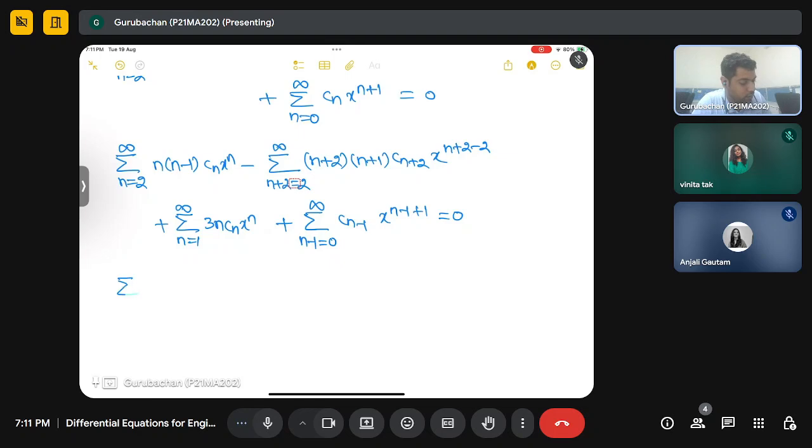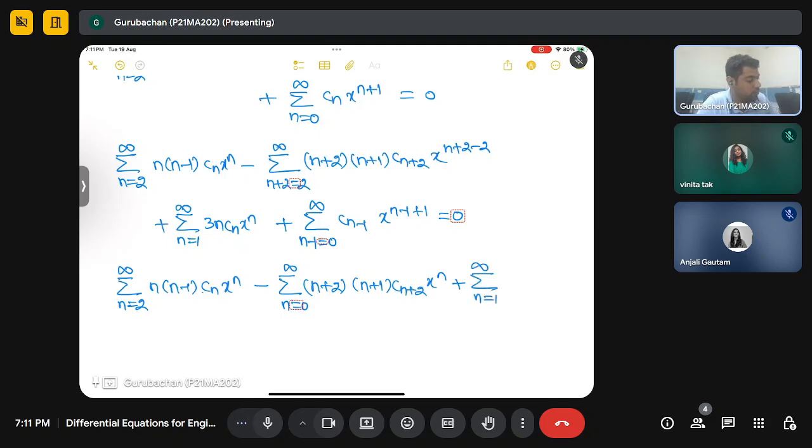So let me write it properly. The summation from n=2 to infinity of n into n minus 1 Cn x to the power n, minus the summation that will run from n=0 to infinity of n plus 2 into n plus 1 Cn plus 2 x to the power n, plus, next will be the summation from n=1 to infinity of 3n Cn x to the power n, and the last one will be the summation from n=1 to infinity of Cn minus 1 x to the power n, equal to 0. So this is your expression.